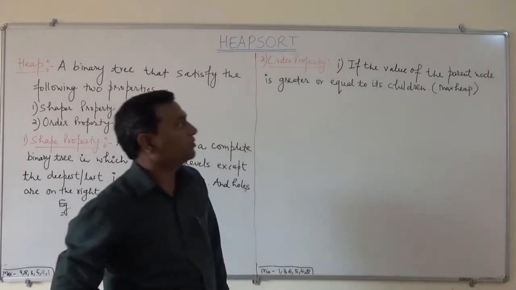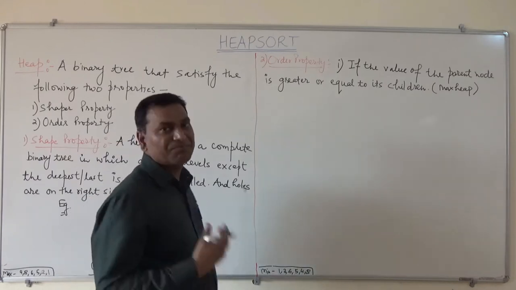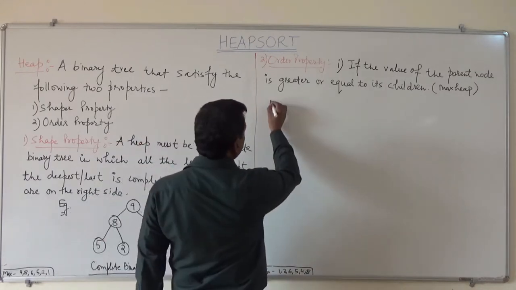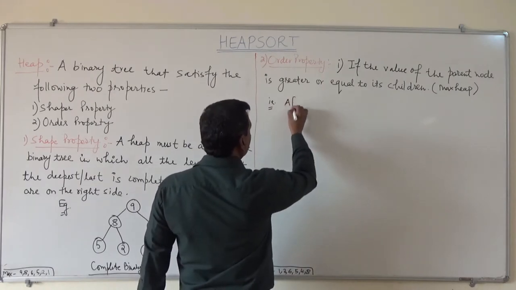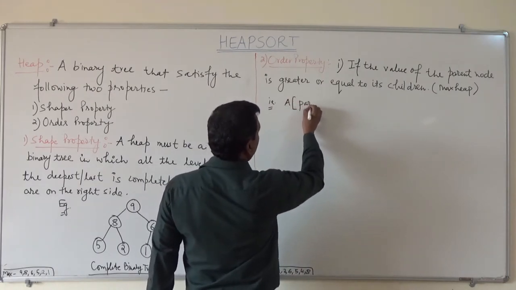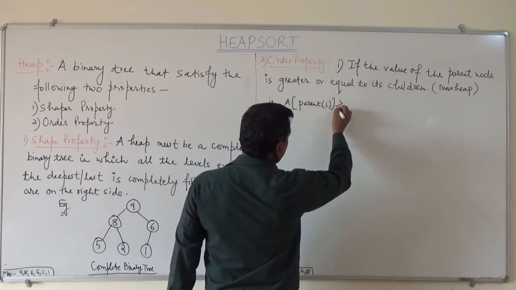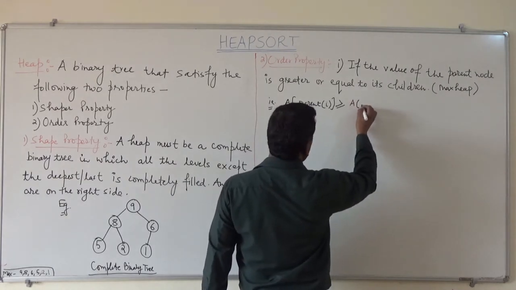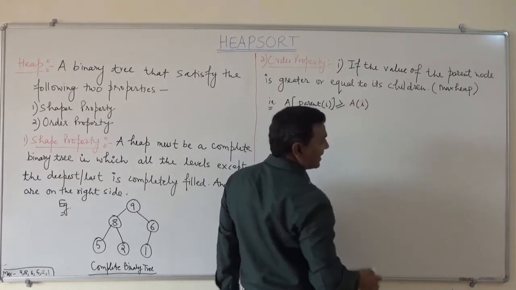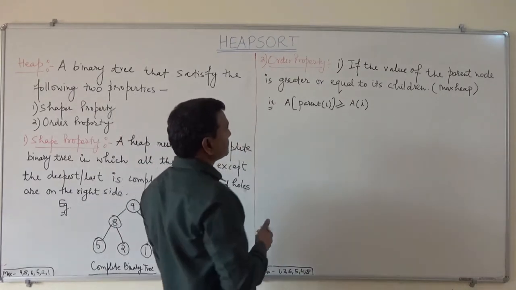So if the value of the parent node is greater than or equal to its children, this is the Max heap. That is to say, A of parent(i) should be greater than or equal to A of i, where i is the index of any node.